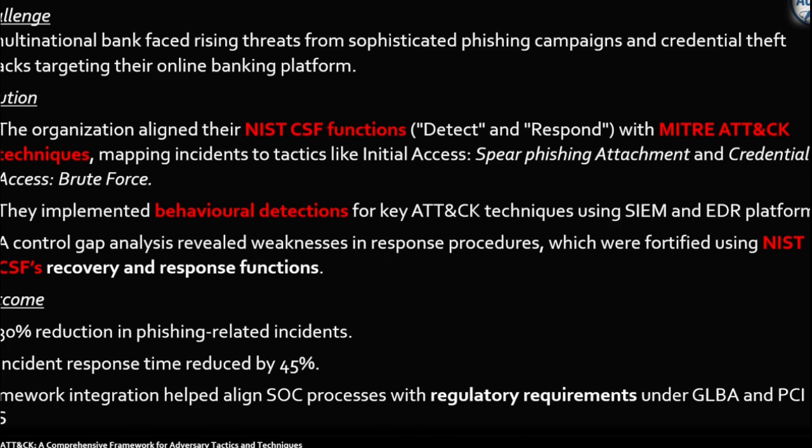So this is a theoretical case study about how MITRE ATT&CK can be used with your current framework, or you can design a new one, or start looking at starting this area in the organization, and how you can get the benefit of different frameworks working for you.